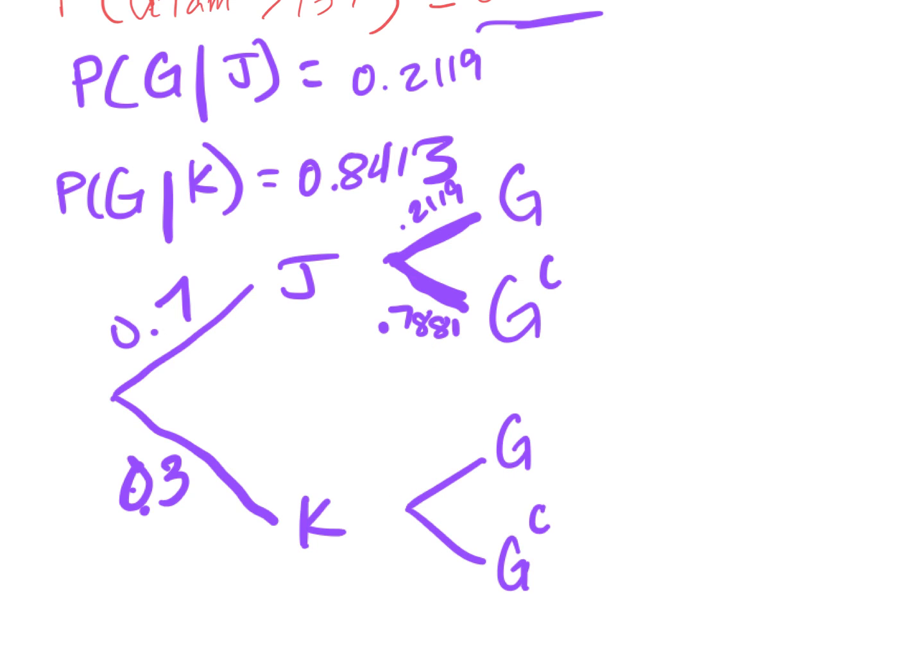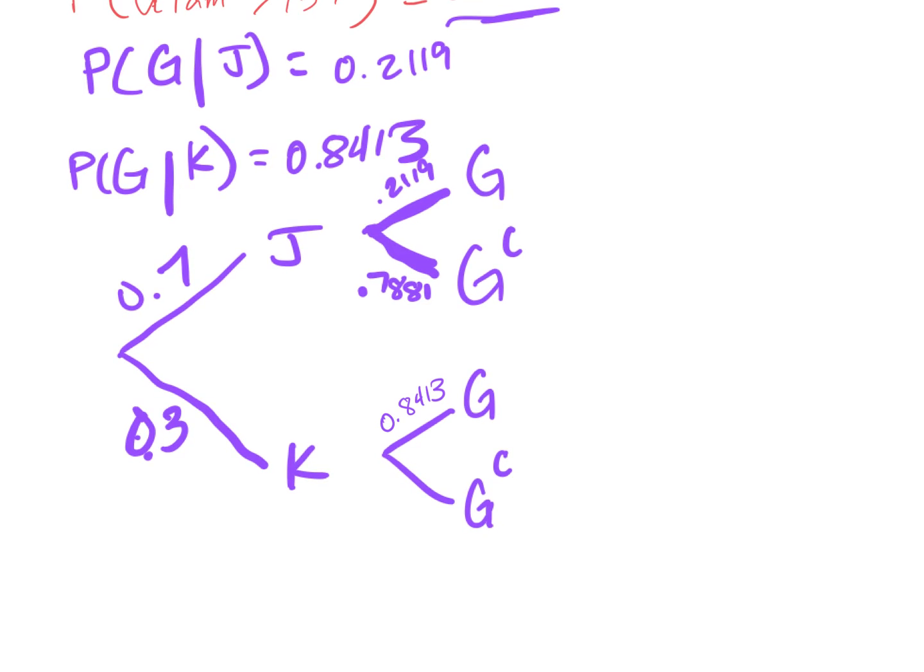What's the probability it's big if it's coming from distributor K? 0.8413. Leaving this other one to be 0.1587.